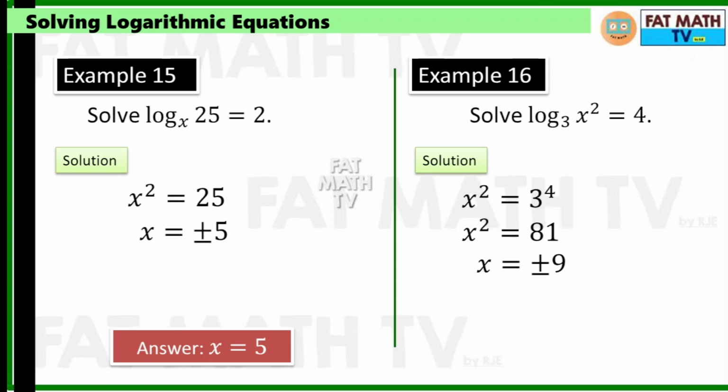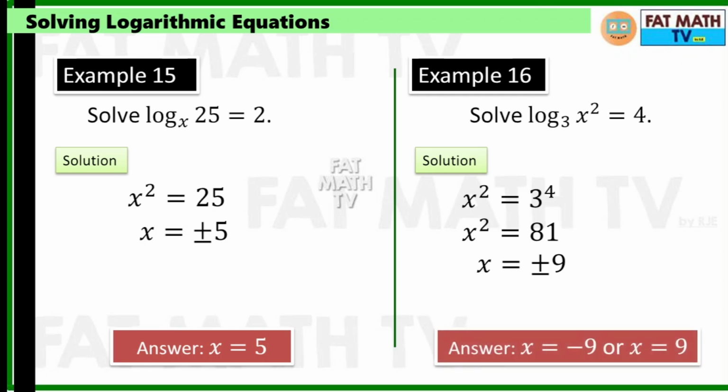If you will substitute positive 9, you will get 9 squared is 81. Logarithm of 81 to the base 3 is indeed 4, correct? But if x is negative 9, negative 9 squared is still positive 81. And logarithm of 81 to the base 3 is still 4. So both positive 9 and negative 9 are allowed in the equation. So we have two answers here, negative 9 or positive 9.